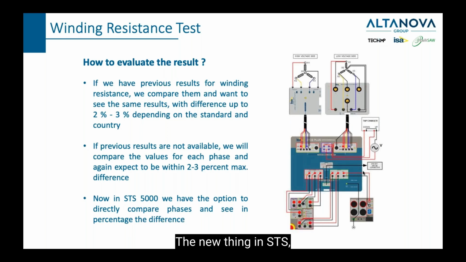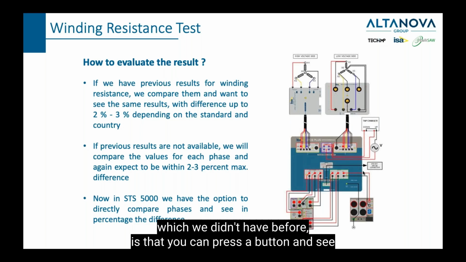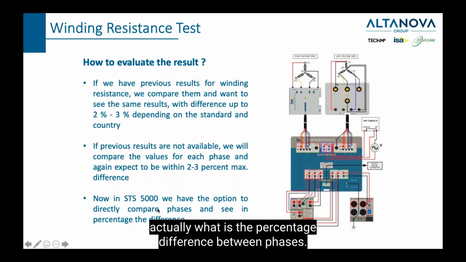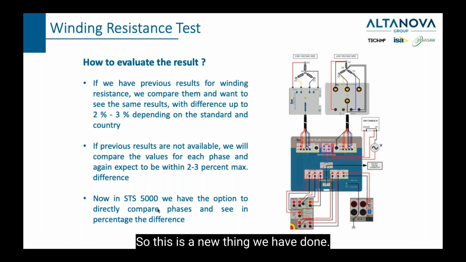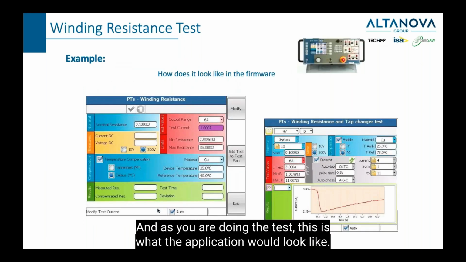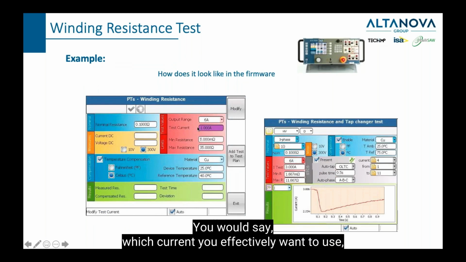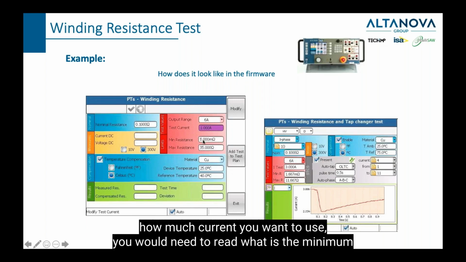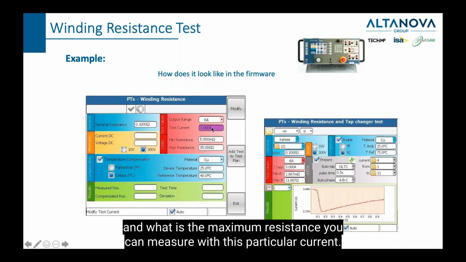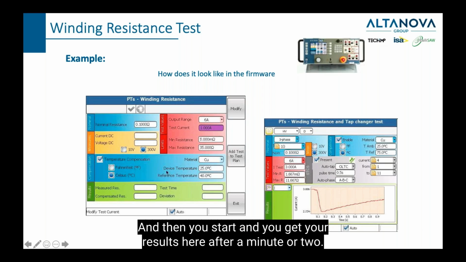The new thing in STS, which we didn't have before, is that you can press a button and see actually what is the percentage difference between phases. So this is a new thing we've done. And as you are doing the test, this is what the application would look like. You would say which current you effectively want to use, how much current you want to use. You would need to read what is the minimum and what is the maximum resistance you can measure with this particular current. And then you press start and you get your results here after a minute or two.